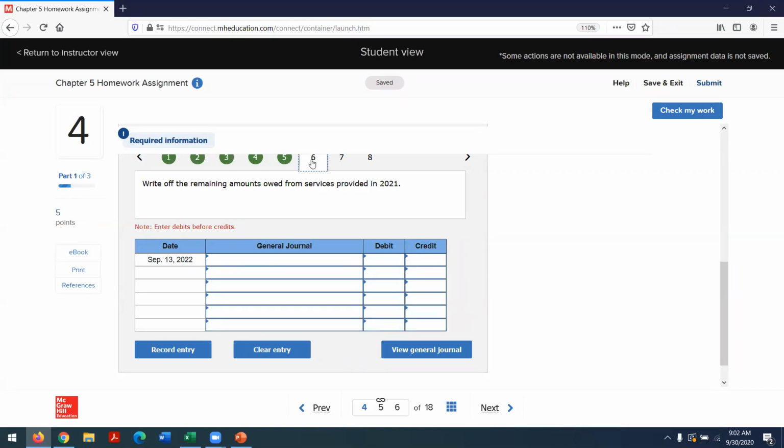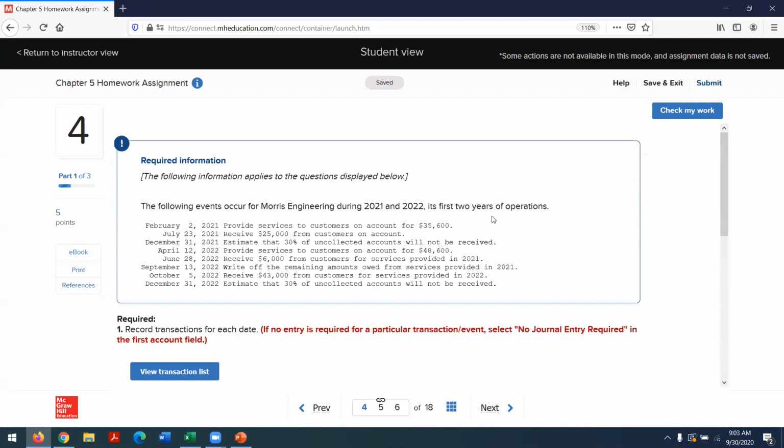We're going to write off the remaining amounts owed from services provided in 2021. So in 2021, we provided 35.6, we got 25, so there was 10,600 left. Okay? So there were 10,600 left in services that we had not collected for. We assumed 30% were going to be uncollectible. Okay?